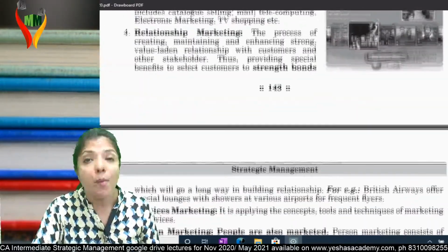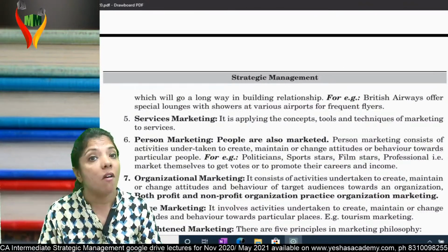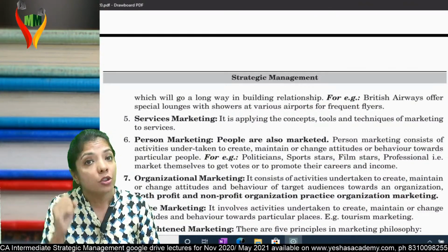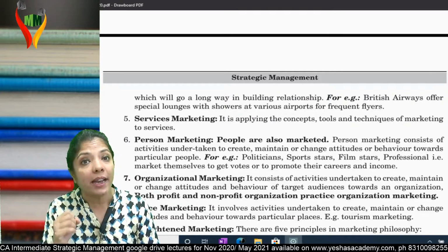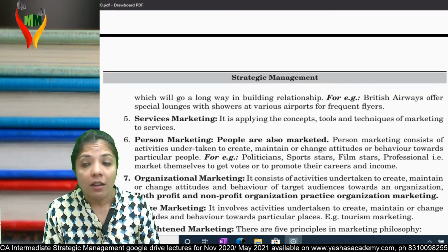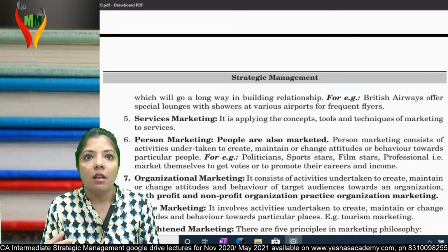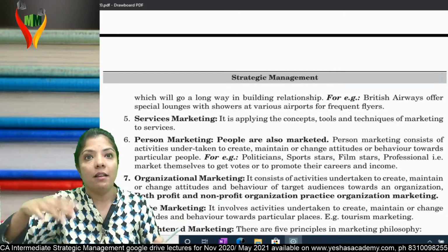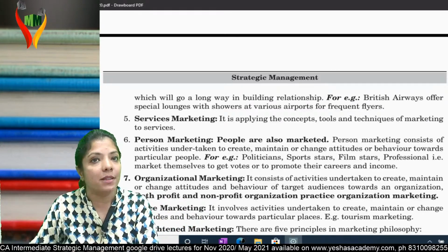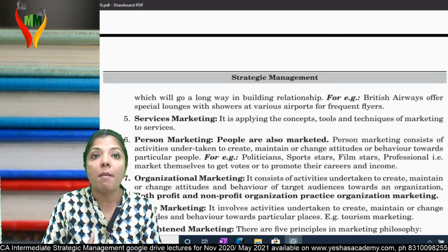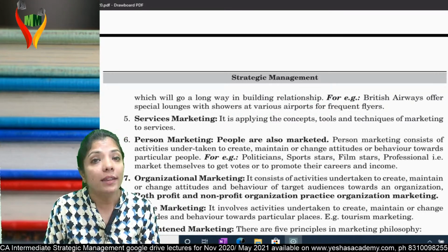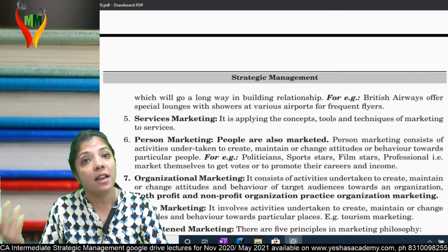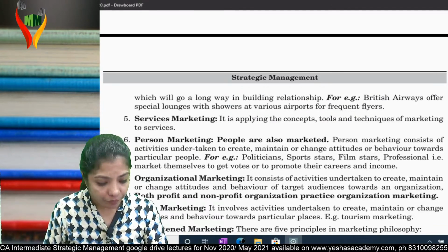Next one, services marketing. What is services marketing? Services marketing means applying the concepts, tools and techniques of marketing to the service industry. For example, beauty parlors. Whatever makeup they do, they record it and then show it on Facebook or other social media, before makeup and after makeup. They are in the service industry and they are marketing their services. Am I clear?